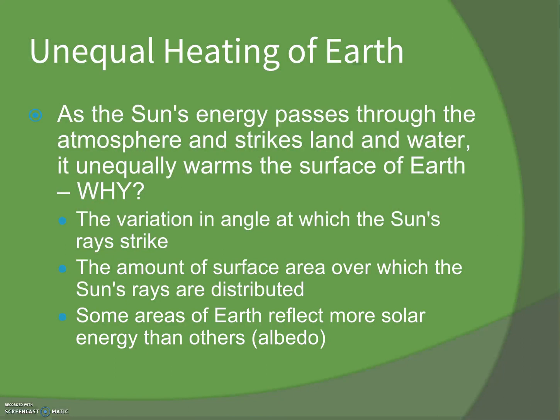Part of what drives our climate is the unequal heating of the Earth. As the sun's energy passes through the atmosphere and strikes the land and water, it unequally warms the surface of the Earth. That has to do with the angle at which the sun's rays strike. There's a more direct strike at the equator and a less direct strike over the poles. Certain areas of the Earth also reflect more solar energy, so the albedo effect comes into play.